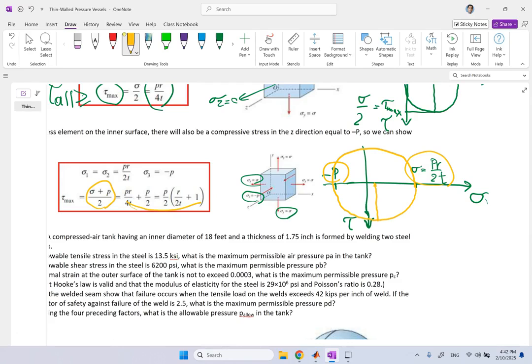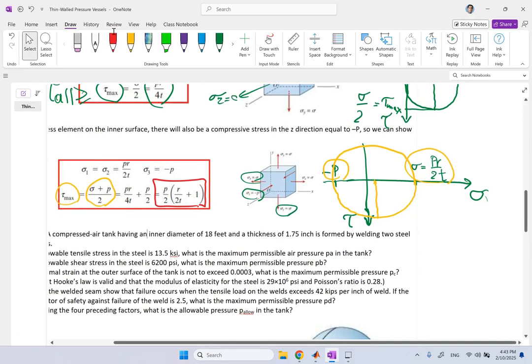Okay, and since sigma is a function of P, it's going to be P over 2 times R over 2T plus 1. This is the maximum shear stress. So if you want it anywhere on this spherical tank, what is the maximum possible shear stress anywhere in the tank? That is this one.